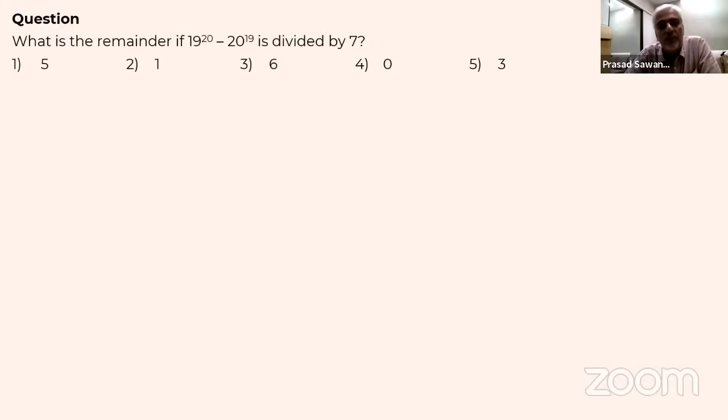Standard remainder question. What is the remainder if 19 raised to 20 minus 20 raised to 19 is divided by 7? Do two separate questions. Don't try to do anything smart.